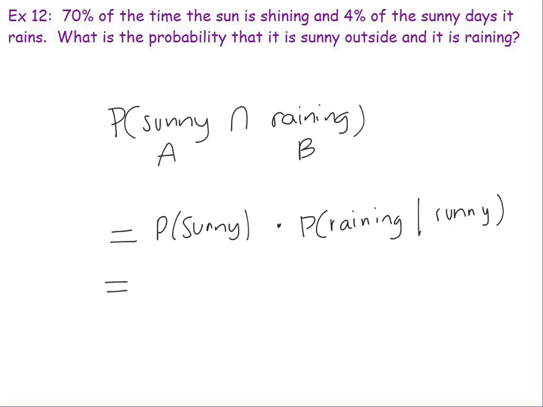So the probability that it's sunny outside, 70% of the time the sun is shining, that would be 0.70. Times, we need to find the probability that it's raining knowing that it was sunny to start with. Well, if you look at that other number, it says 4% of the sunny days, it rains. That is this percentage because we are being told 4% of all of the sunny days, it rains. So we're going to multiply it by 0.04, and 0.70 times 0.04 is 0.028.